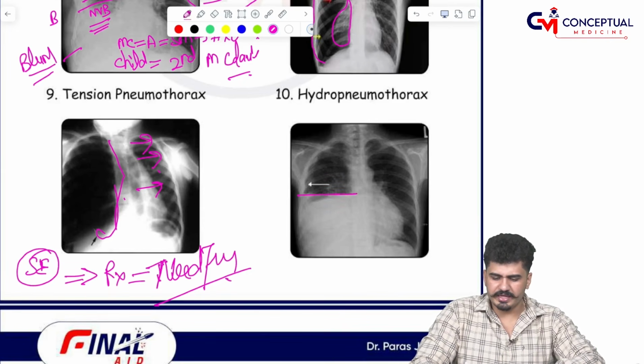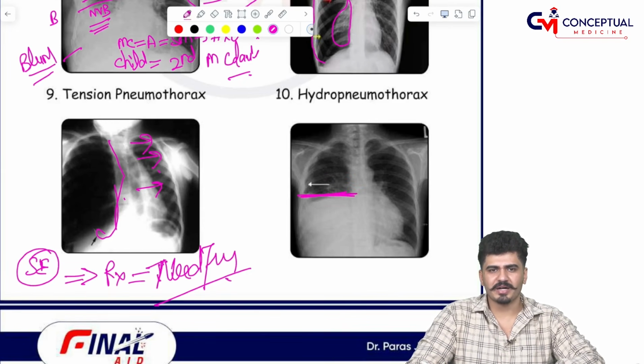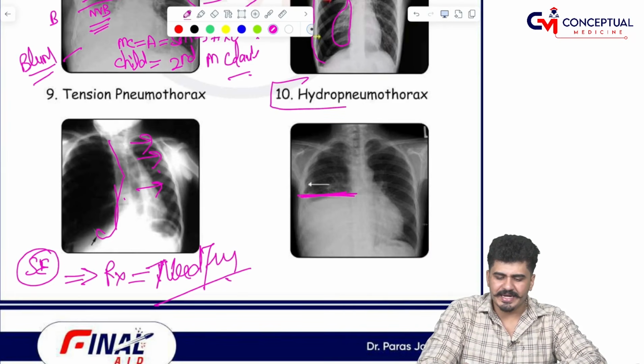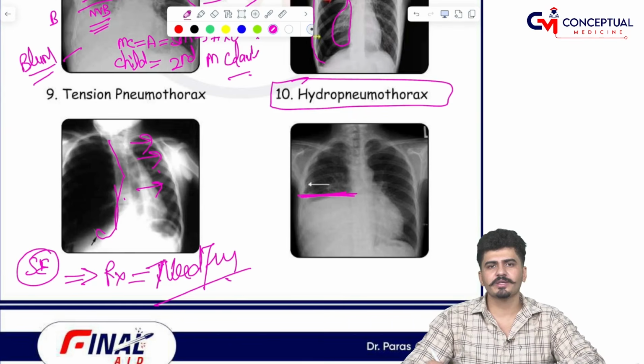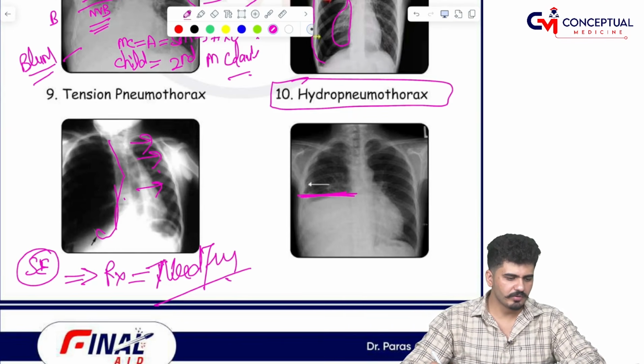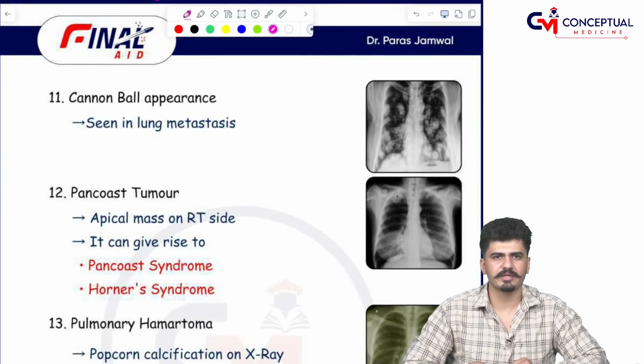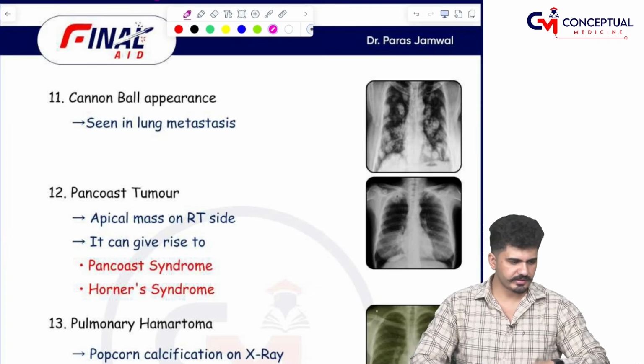And if you see air and water in the same compartment, air has also entered there, water has also entered, there is a flat line, and straight away the radiological diagnosis is going to be a hydropneumothorax. Going to be what, sir? Your hydropneumothorax. Done.